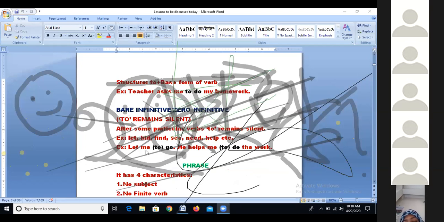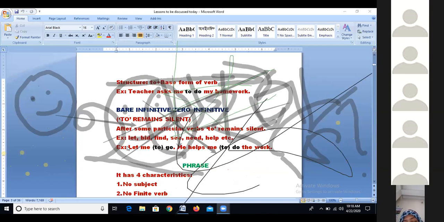For example, let me go. We do not say let me to go. We say let me go. So let is here doing the function of a finite verb. And the subject of this sentence is remaining silent.